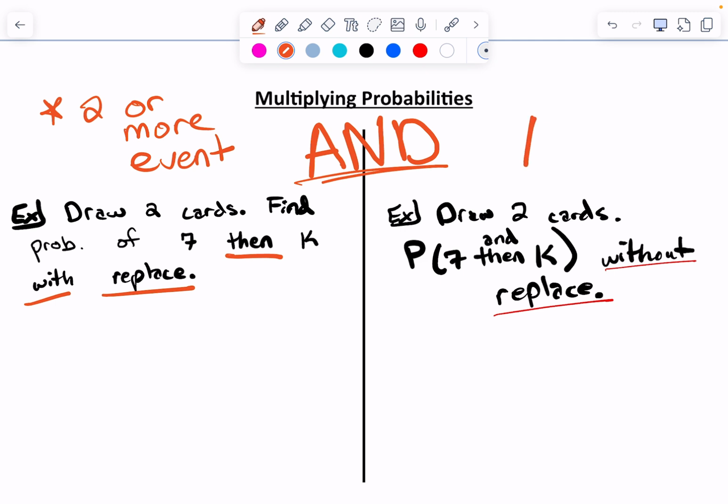You remember before when we would do this? This is and, right? This is when we're multiplying. So this is the intersection. And this is when we multiply. All right, here's the deal. We've got 2 things happening.